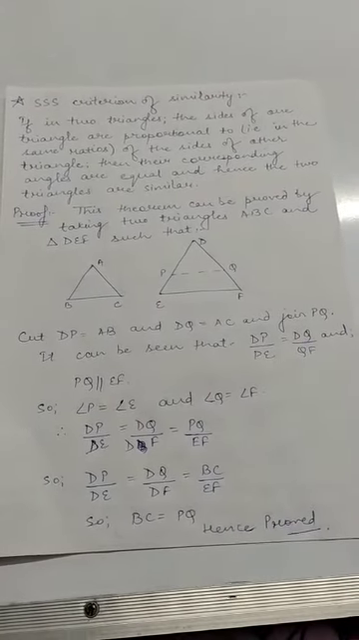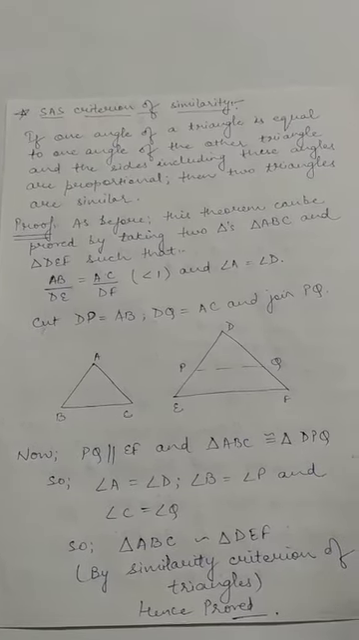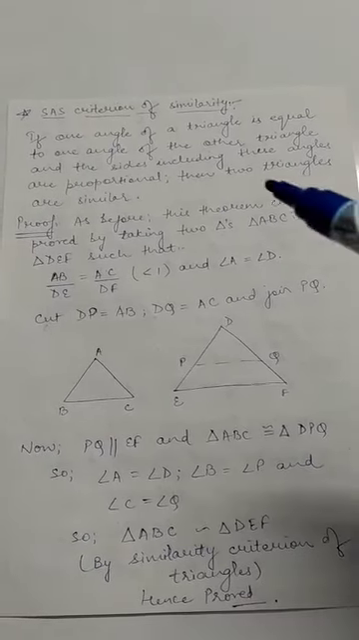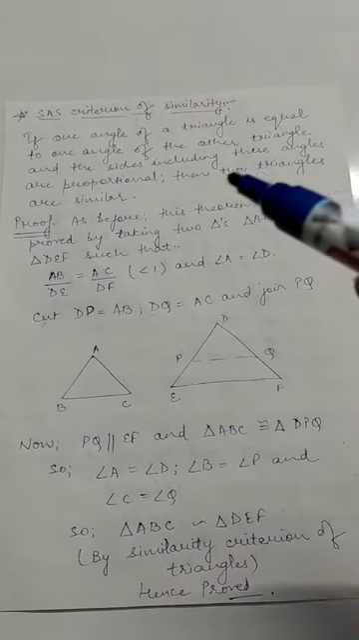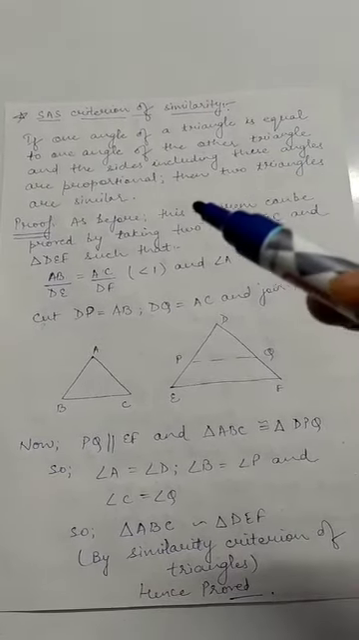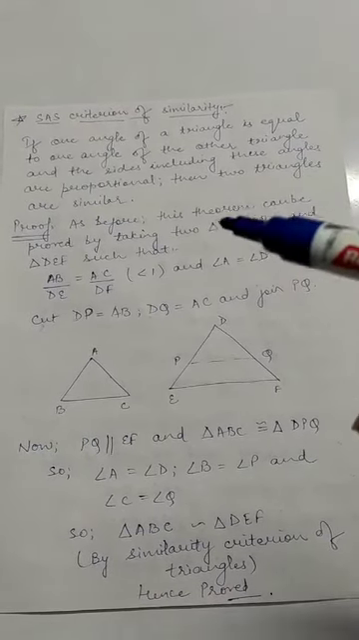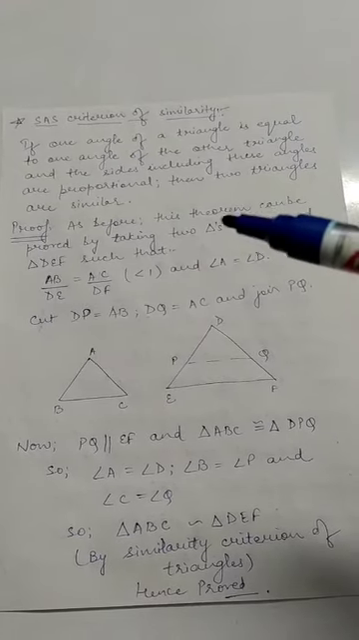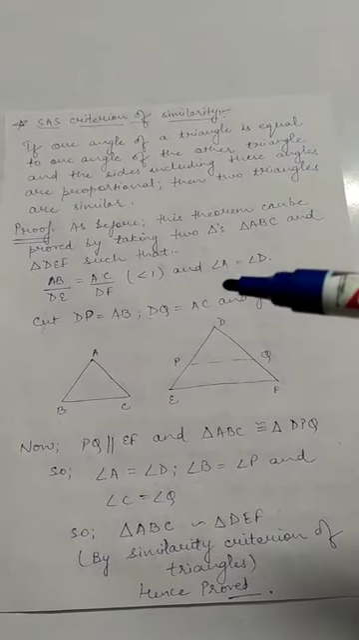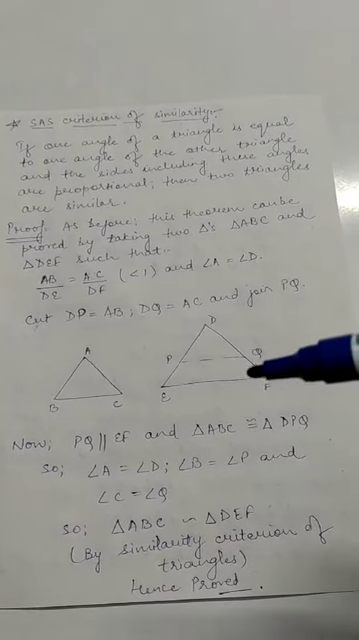Moving to the next theorem. The next theorem is the SAS criteria of similarity. It states that if one angle of a triangle is equal to one angle of another triangle, and the sides included by these angles are proportional, then the two triangles are similar. So if one angle of a triangle is equal to an angle of the other triangle and the sides including it are proportional, then the triangles are similar.